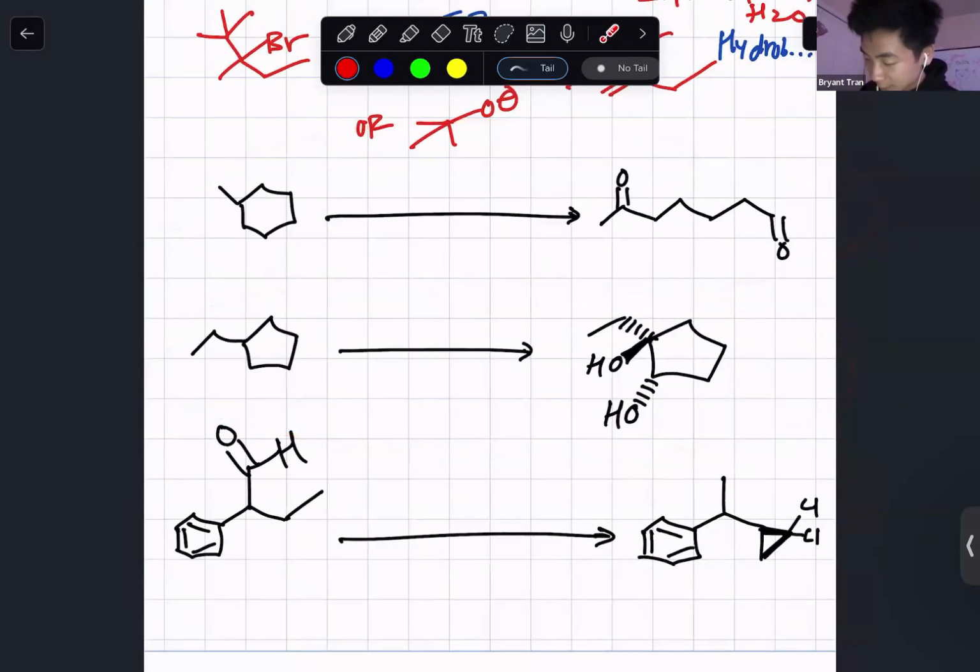But for this last one that I just created for you guys, it's going to have 5 to 7 steps. Mostly 118B reactions.